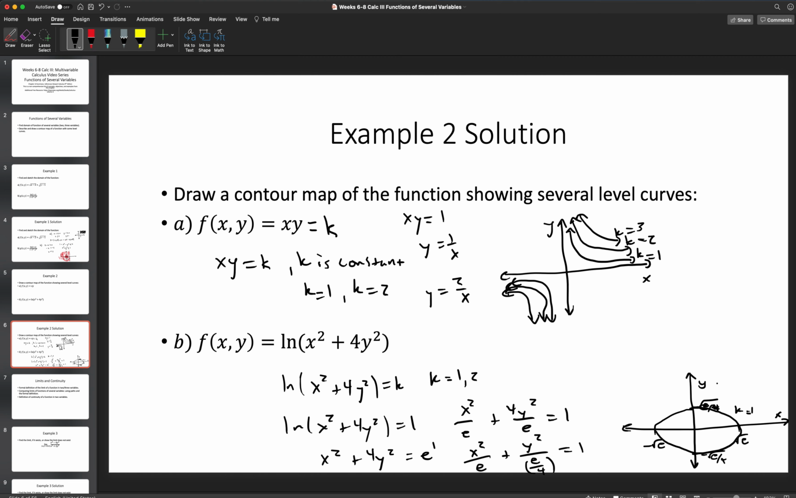And of course, if k is 2, the only difference would be that this ellipse will get a little larger. So you do the same calculation, essentially, and you get a little bit larger ellipse when k is 2. And those are the level curves of this function: you just keep on graphing k is 1, k is 2, k is 3 on your 2D plane, and then you get the level curves.